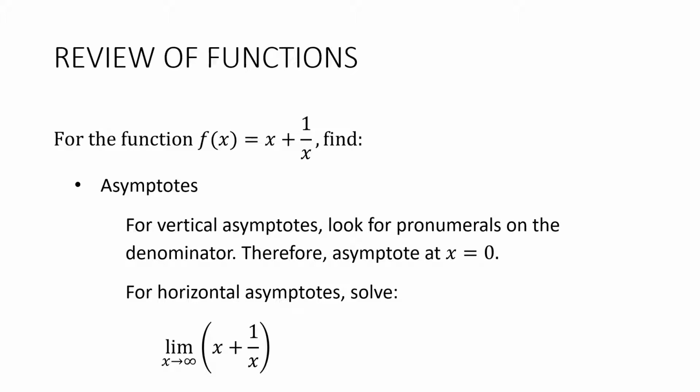Now this is a bit of a weird one. It's actually not a horizontal asymptote, which I'll show you in a second. But we want the limit as x approaches infinity of x plus 1 on x. Well, that part there is easy. That's just 0, so we can wipe him out. But what about this? The limit as x approaches infinity of x is infinity.